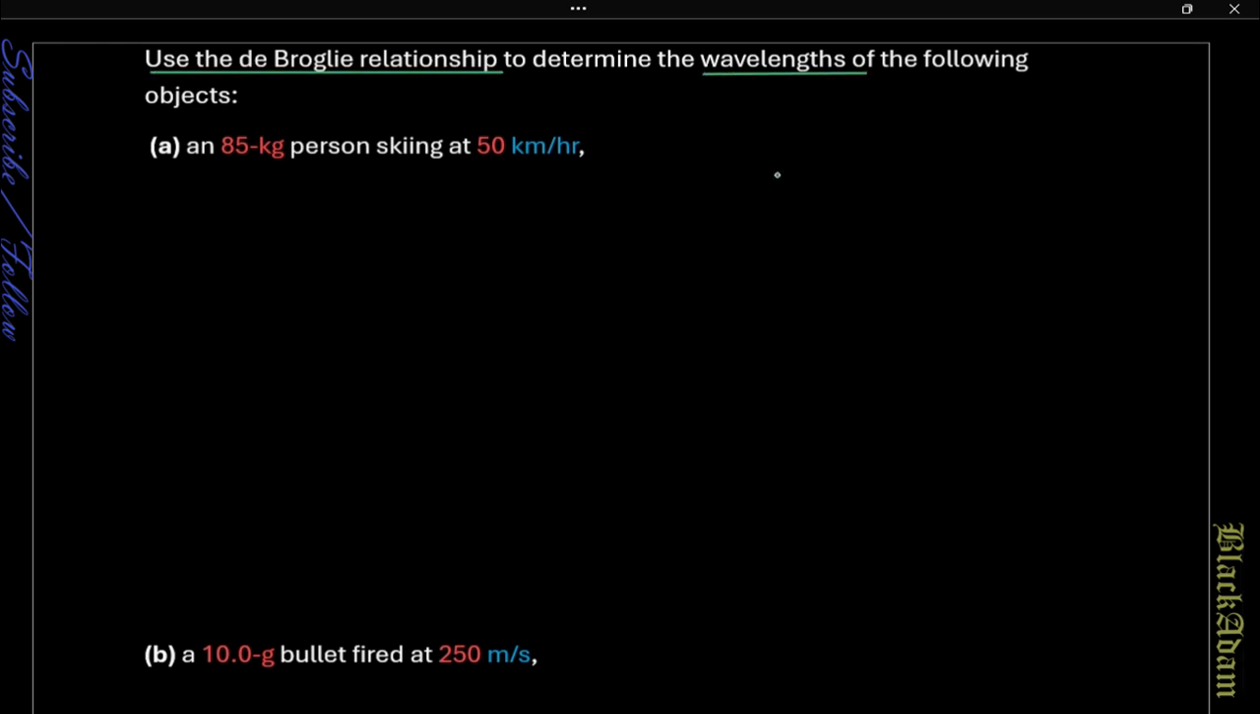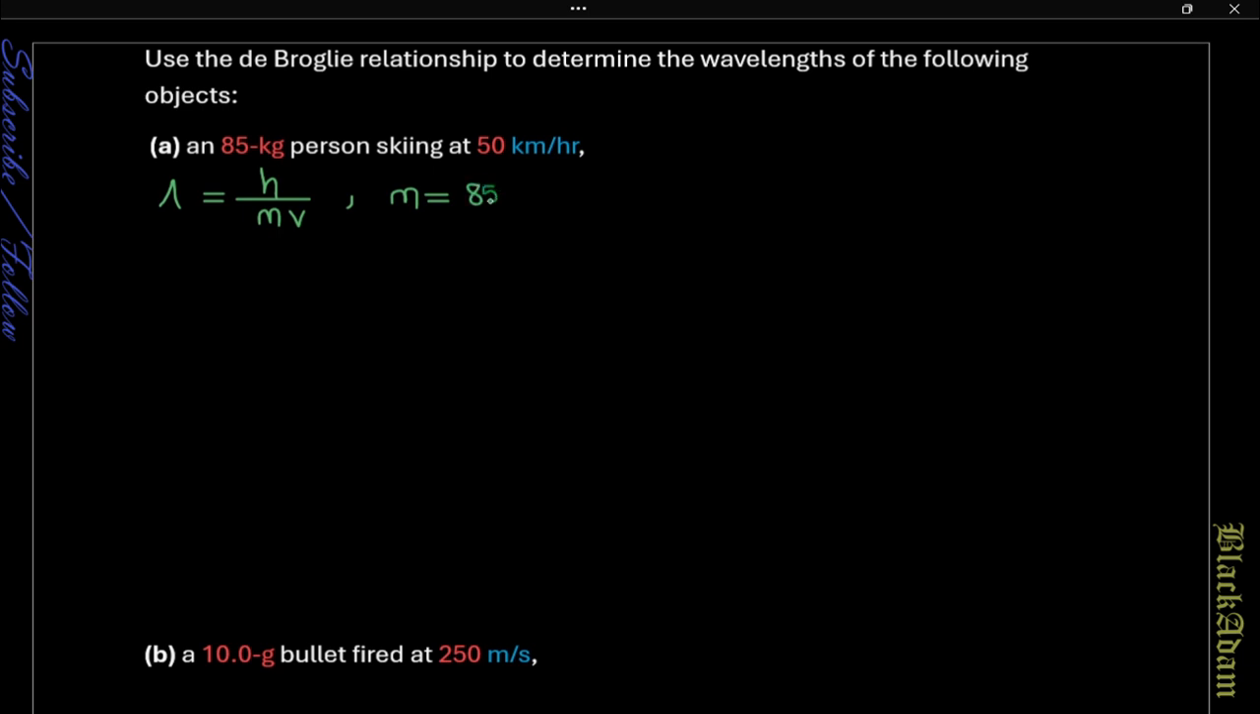So the de Broglie relationship with wavelengths means that objects do have wavelengths. We have a person of 85 kg mass with a speed of 50 km per hour, and we have to convert the speed to meters per second. And we have the equation of the de Broglie relationship, which is the wavelength equals Planck's constant divided by the product of mass and velocity, which is momentum.